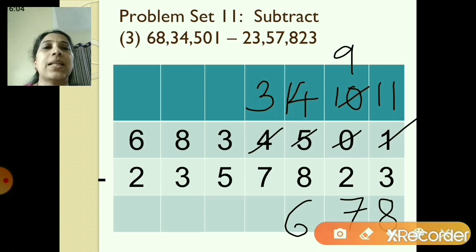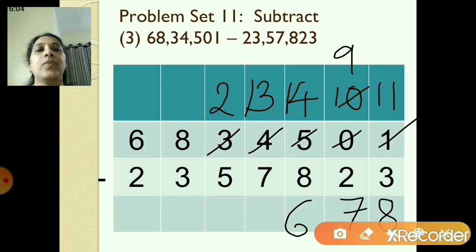Now 3 minus 7. Again you cannot subtract 7 from 3. So you are going to borrow 1 from the 10,000s place. So in the 10,000s place it will become 2, and in the thousands place it will become 13. 13 minus 7 is 6.